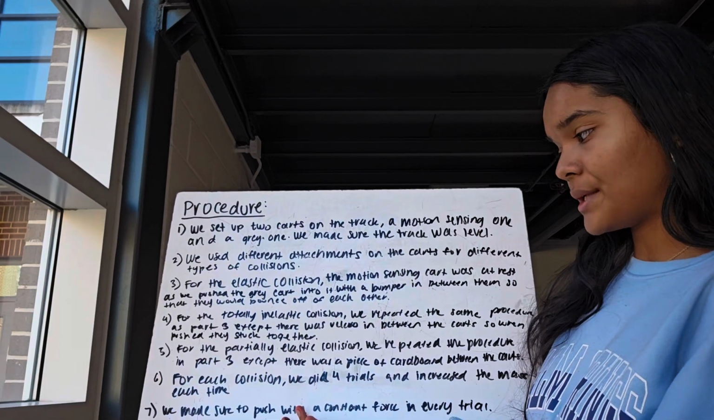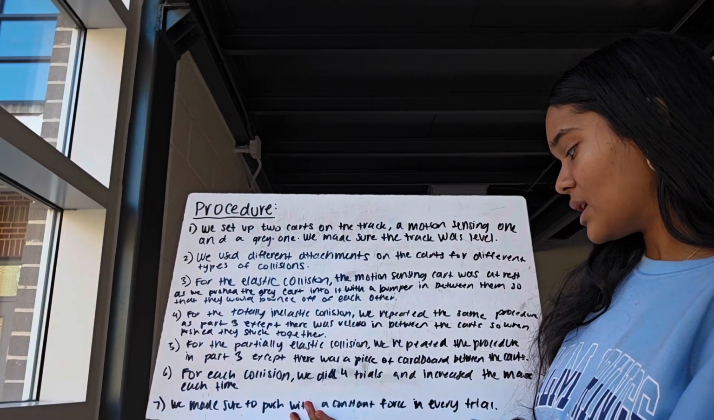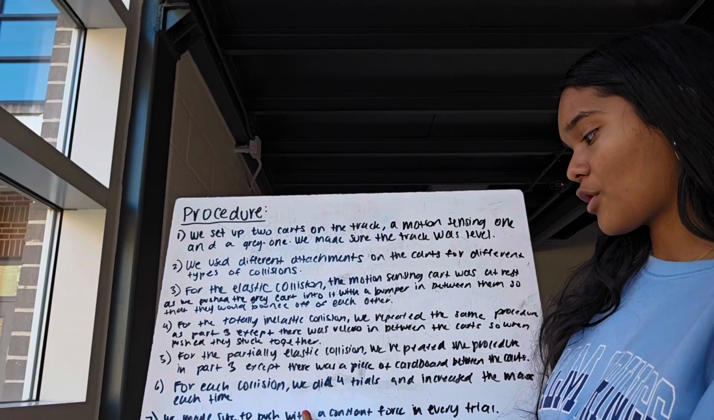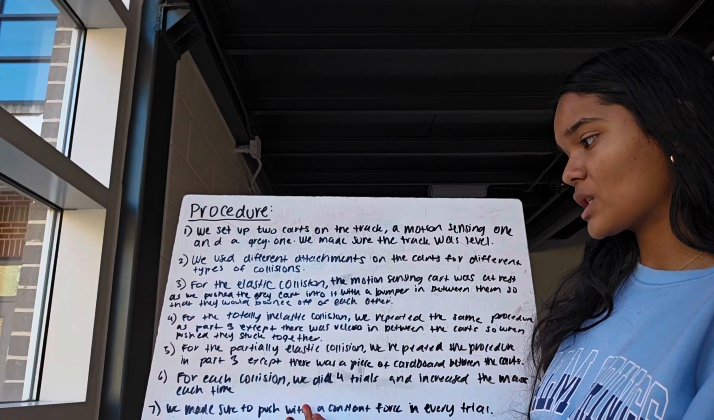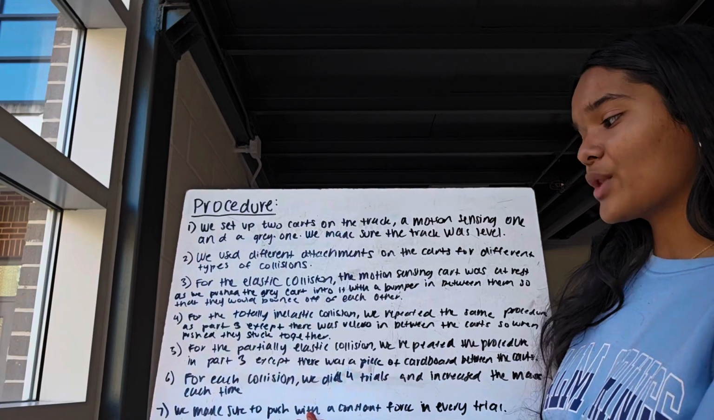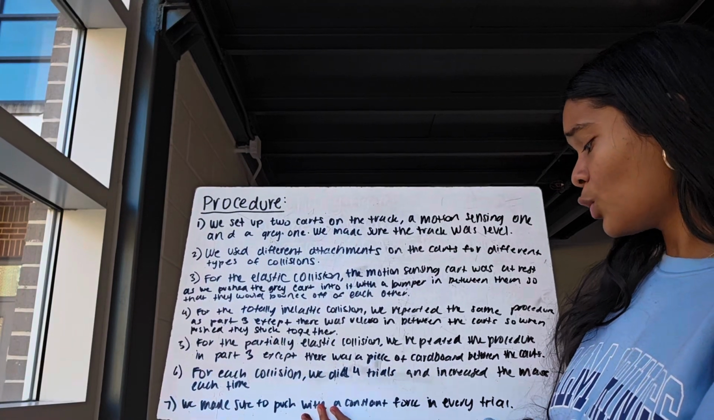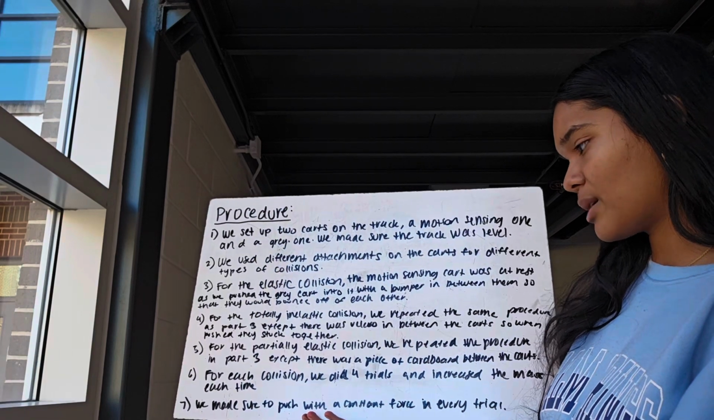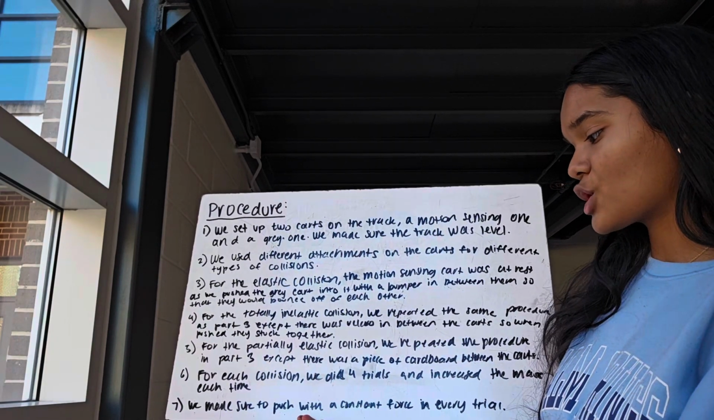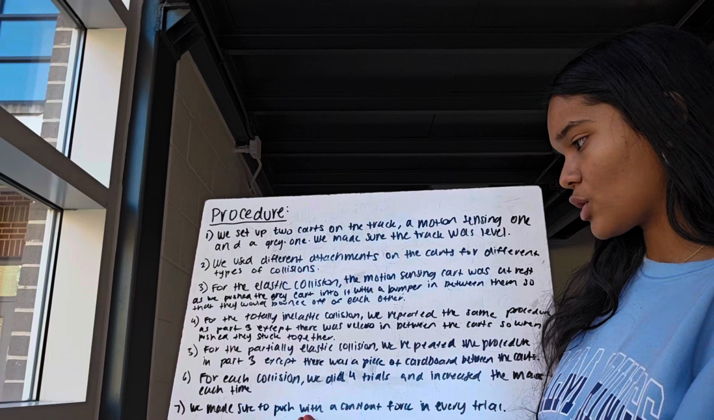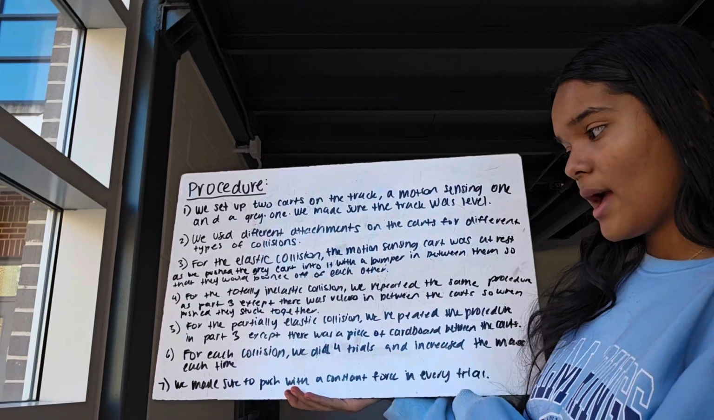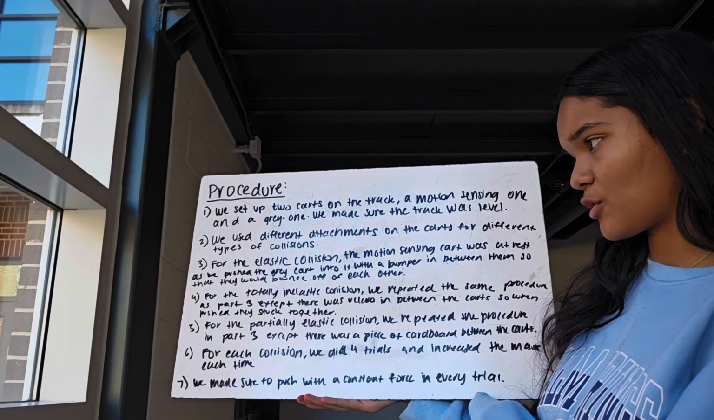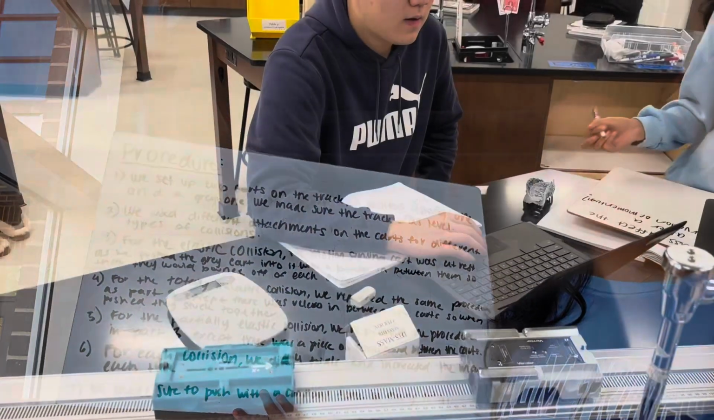For the totally inelastic collision, we repeated the same procedure as step 3, except there was a Velcro in between the carts, so when they were pushed together, they stuck together. And for the partially elastic collision, we again repeated the procedure in part 3, except there was a piece of cardboard in between the carts. And for each collision, we did 4 trials and increased the mass on each trial. And lastly, we made sure to push with a constant force in every trial, which was also our controlled variable.